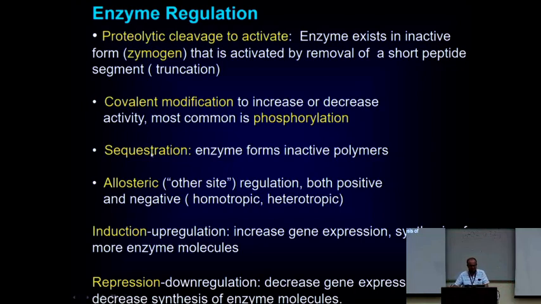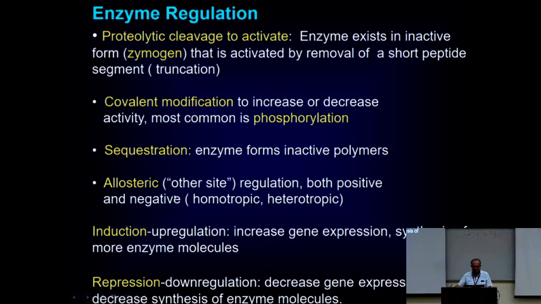Okay, the third one is pretty easy: sequestration. Some enzymes may exist as a single subunit or as multiple enzyme molecules forming a polymer. In some cases, when you form the polymer, the enzyme becomes inactive. So that is called sequestration. You put many enzyme molecules together, so individually these enzymes become inactive.